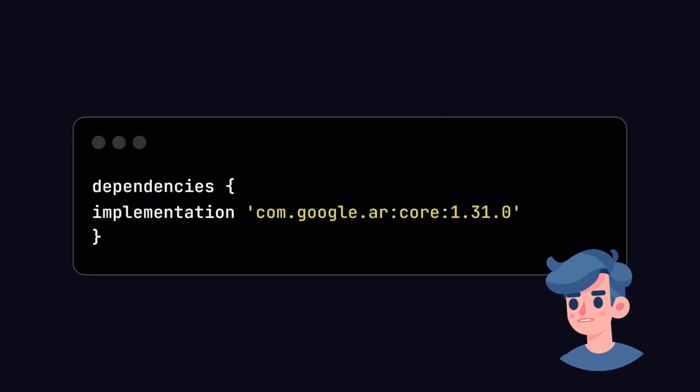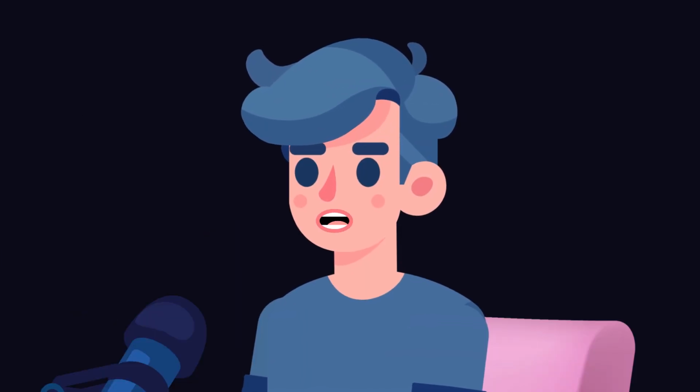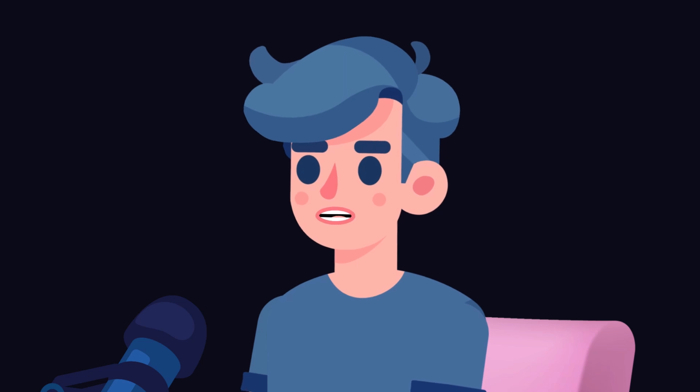Once your project is created, we need to add the ARCore dependency to our app. Open your build.gradle file, module, app, and add the following line in the dependencies section. Sync your project with the Gradle files. This will download the necessary ARCore libraries to your project.